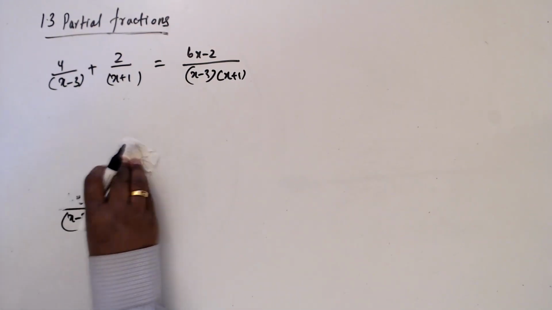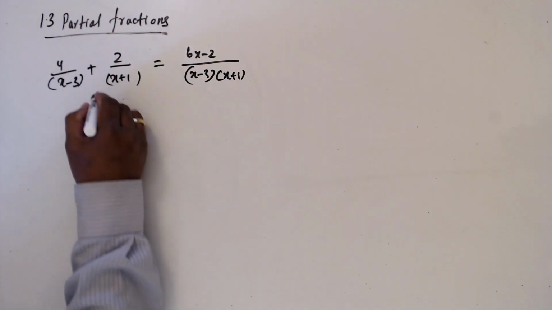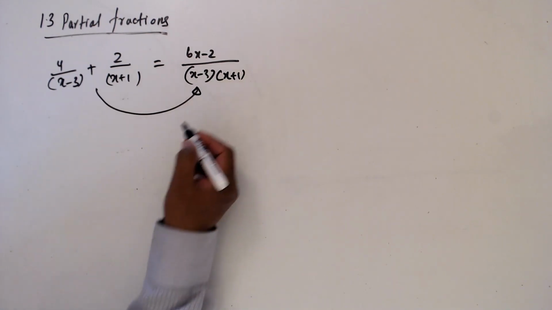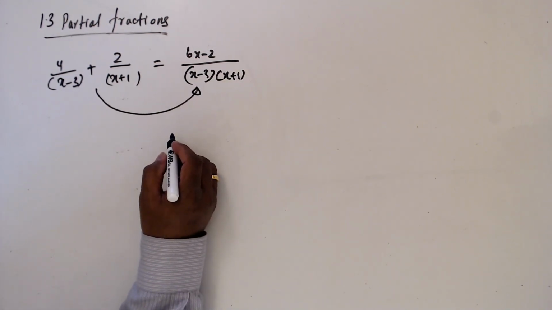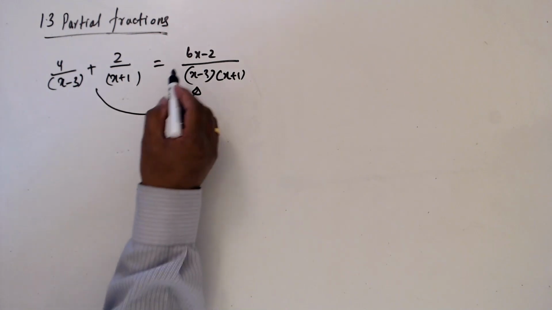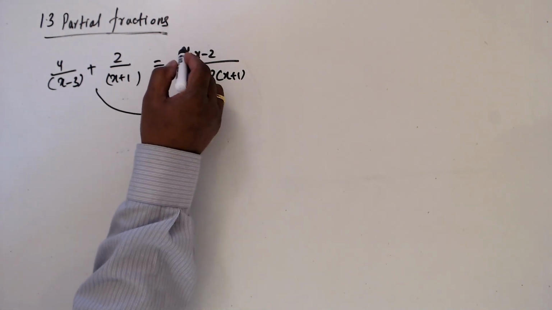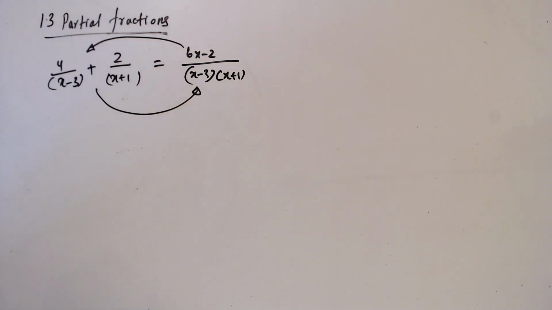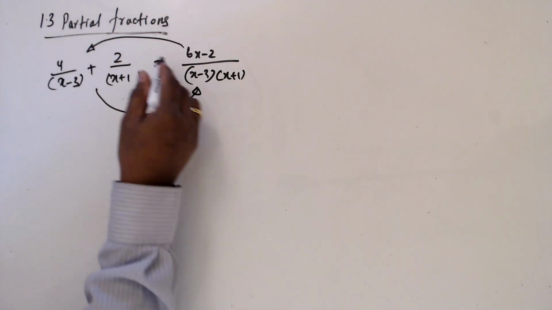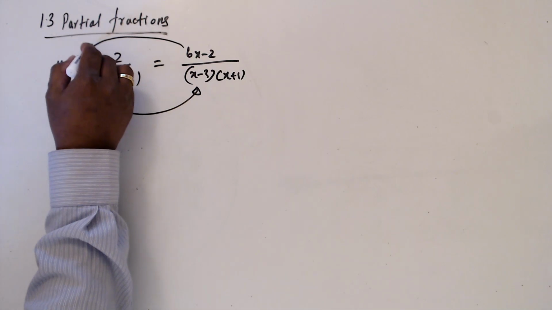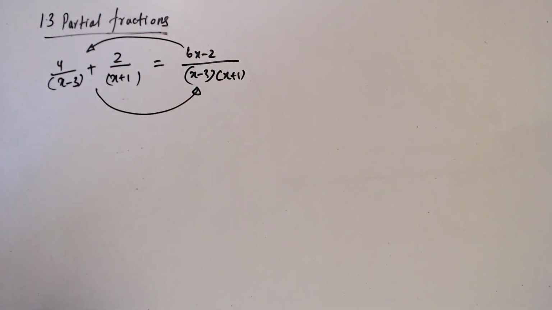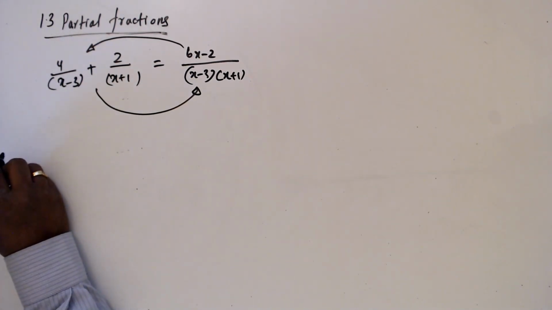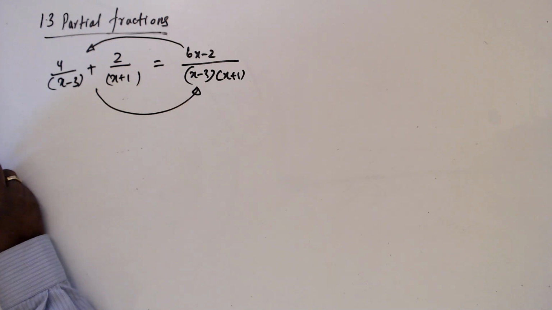Now we simplify and we get this answer. Partial fractions mean we need to break this major fraction into small fractions. Partial fractions.